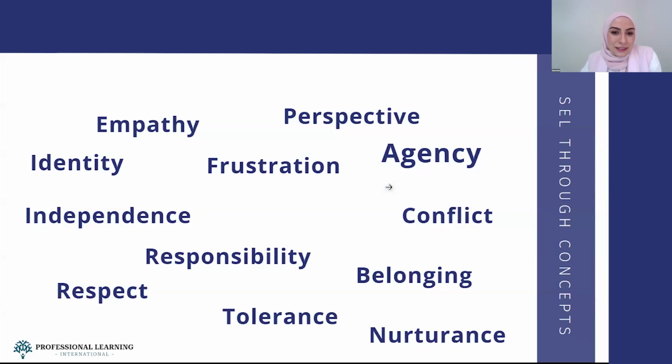So just tell us, what is a concept, an SEL concept that you feel can easily be integrated with your subject? Just mention the subject, the concept, and tell us what you want your students to understand. I'll start reading your amazing answers.